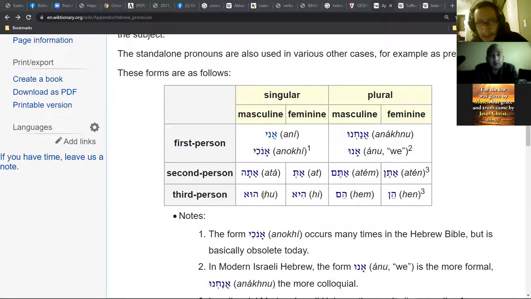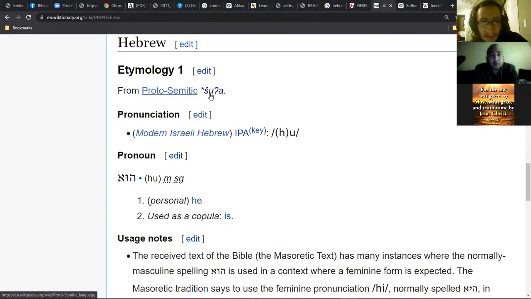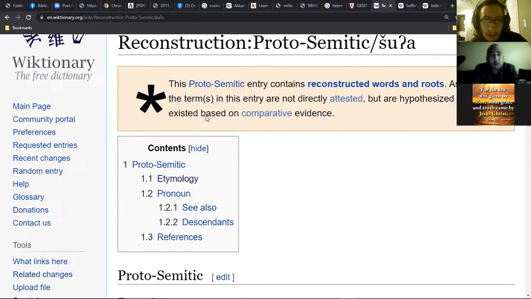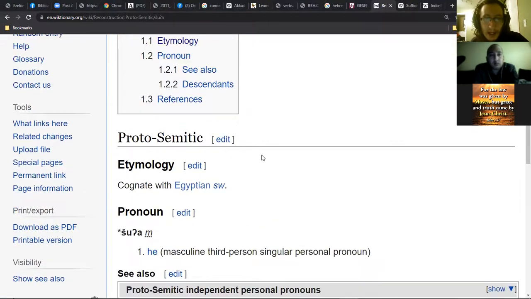I'll pull up that screen again for you guys so you can see the pronouns again. Oh yeah, so see at the bottom, hua and hia. But like I said, when you go to the thing, it becomes an S. And scholars believe S is the original. And you know why?